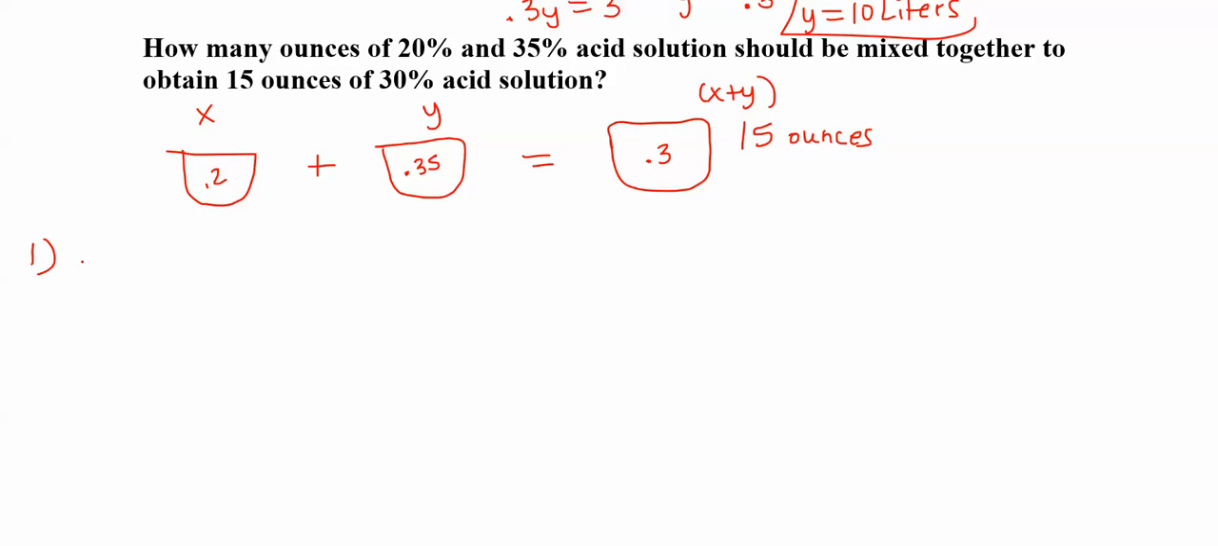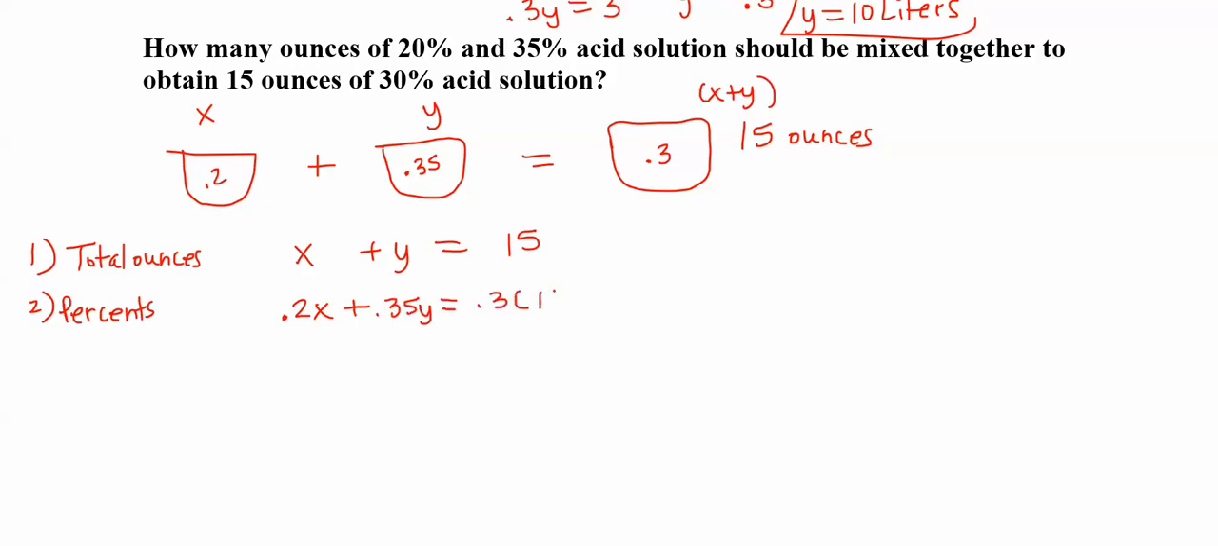My first equation is going to be my total ounces. So it's just regular x plus regular y equals total ounces 15. My second equation is where I'm going to put all the percents in. You just look at the top equation, but you put your percents with them. So 0.2x plus 0.35y equals 0.3 times 15. Take the top equation and get x alone. So x equals 15 minus y. Underline x in both equations and you're going to substitute in.